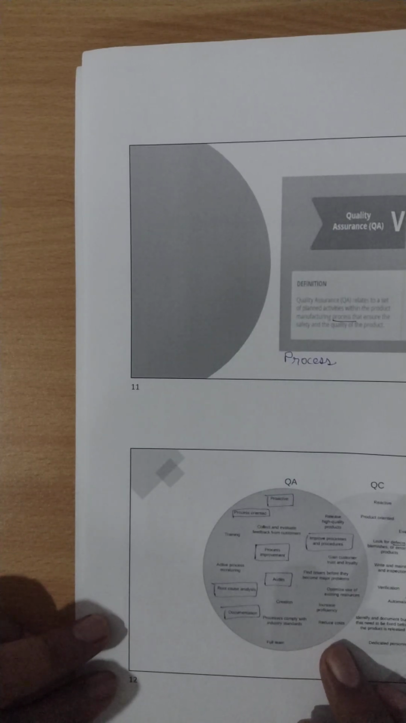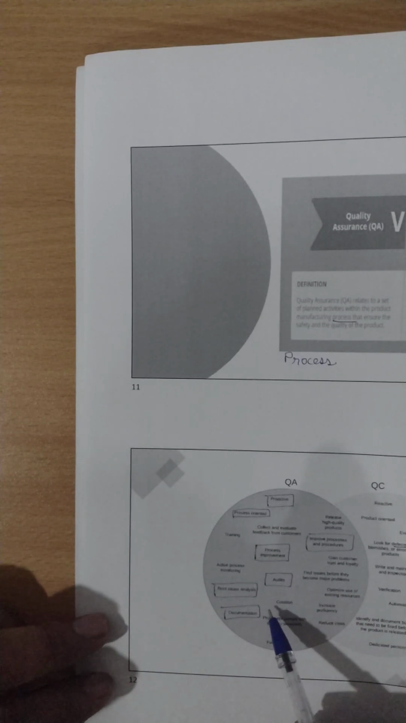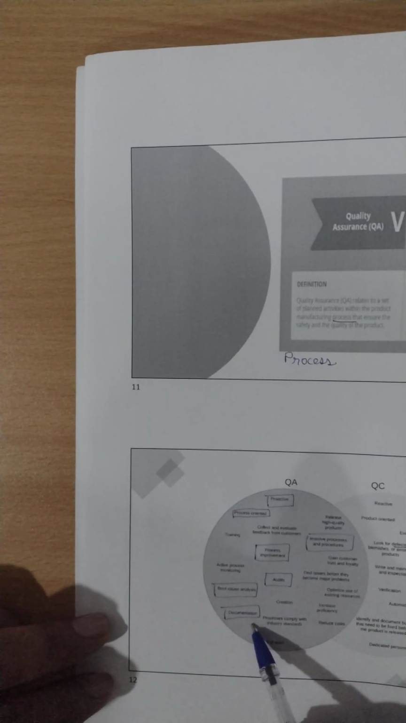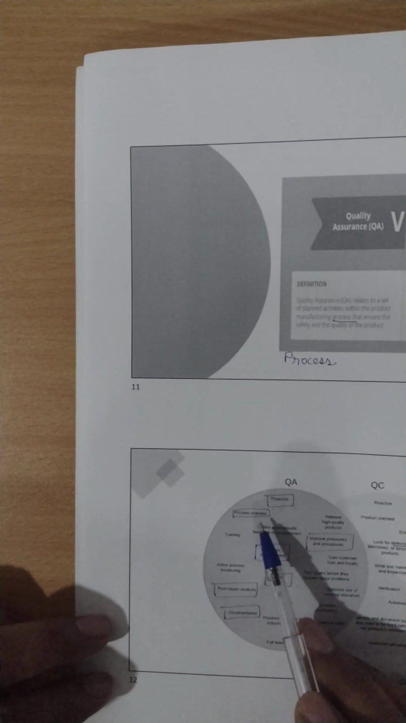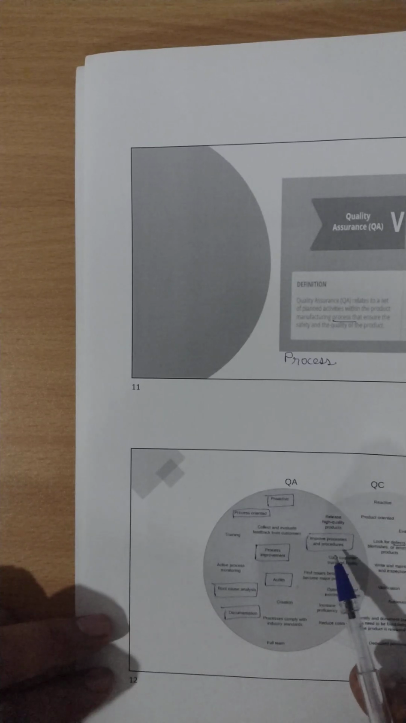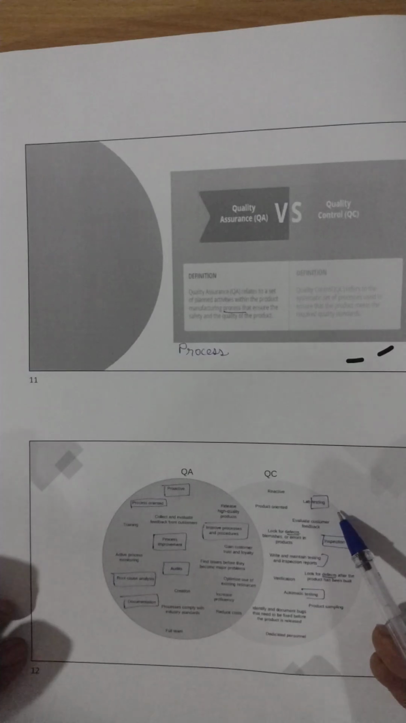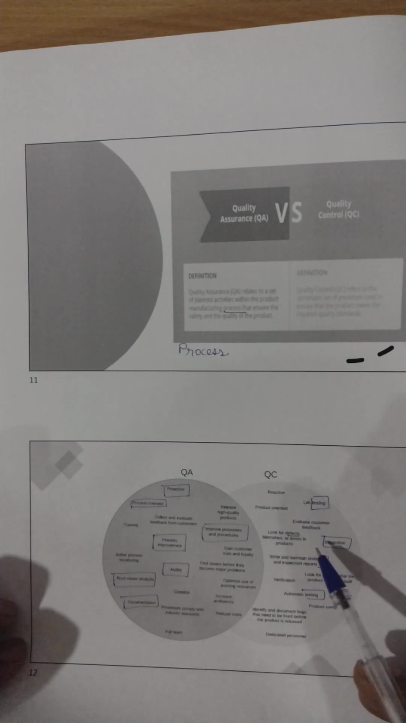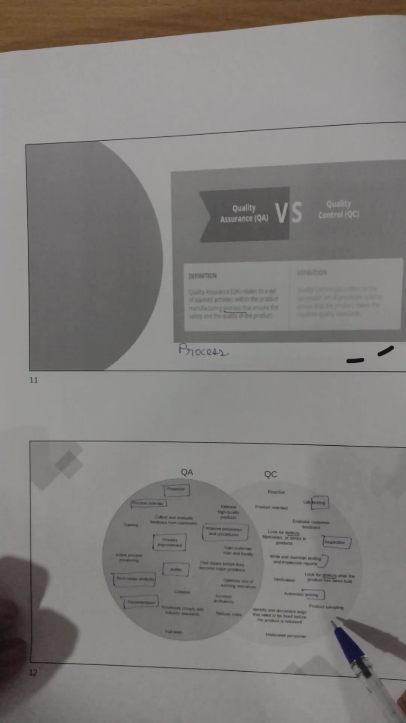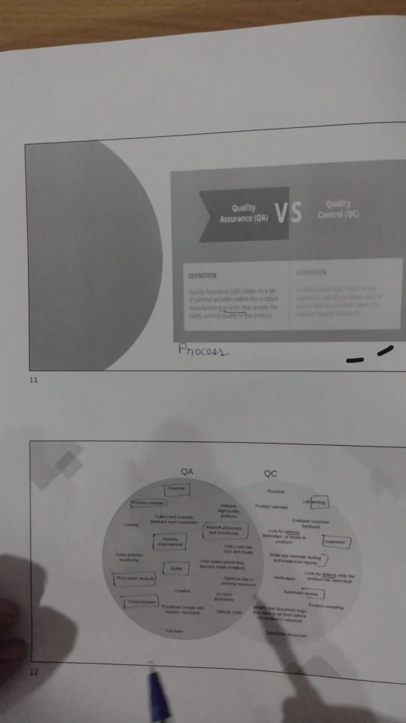In QA we have audits, root cause analysis, documentation, process improvement. QA is process oriented, it is more proactive. It improves processes and procedures. In QC we have testing, inspection, automated testing, we look for bugs, errors and all these things, and we do product sampling. So you can look at this, the difference between QA and QC.